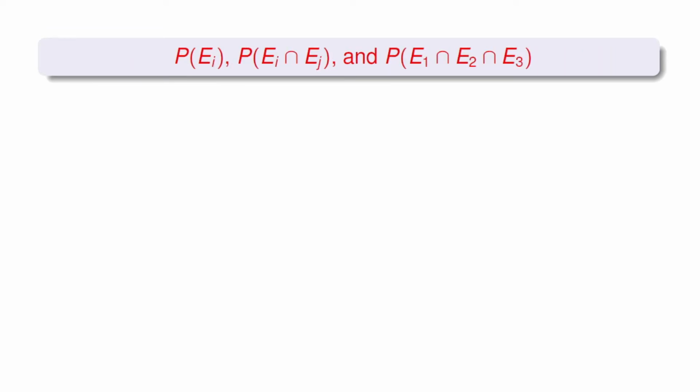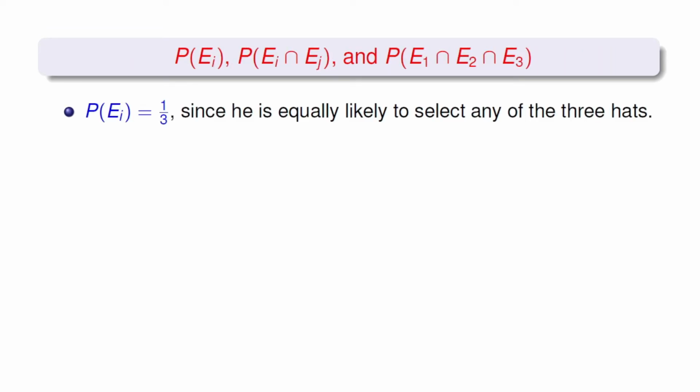Now let's consider this. The probability of Ei is 1 over 3. This is very simple because anyone is selecting any of the three hats. So for each of them, the probability of Ei is 1 over 3.